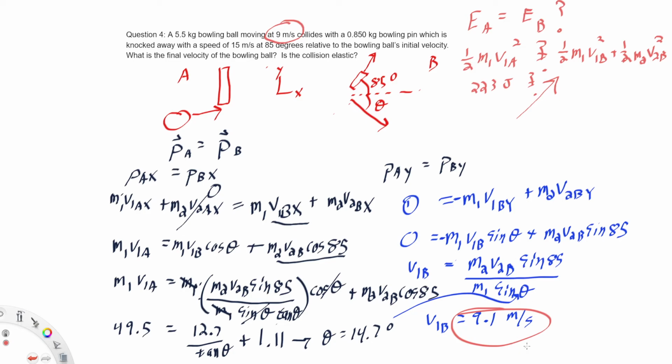Well, friction would be a good explanation for why there's less energy after the collision. But here there actually appears to be more energy after the collision, which is weird.